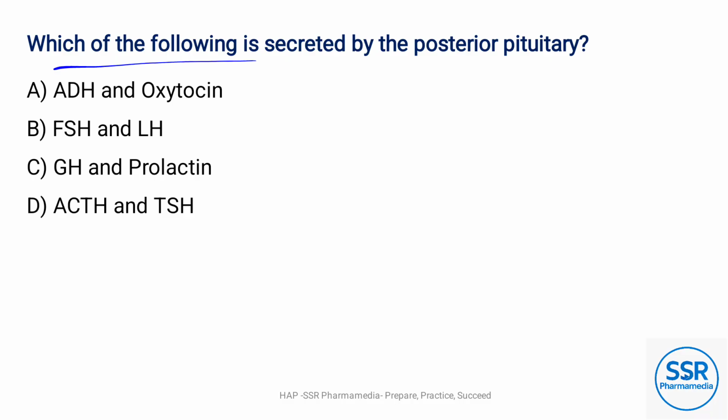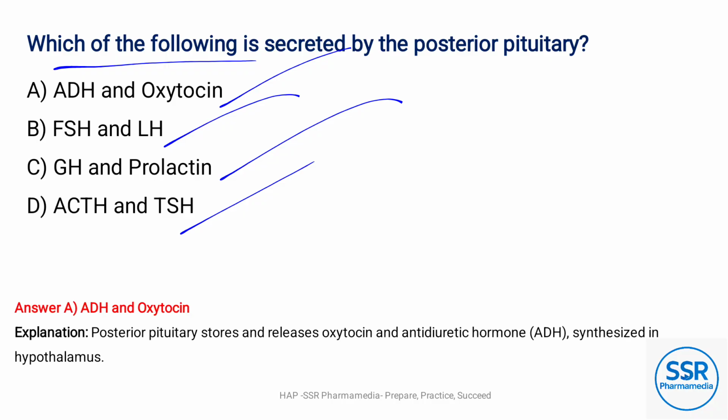Which of the following is secreted by the posterior pituitary? Option A, ADH and oxytocin. Option B, FSH and LH. Option C, GH and prolactin. Option D, ACTH and TSH. So the answer is option A, ADH and oxytocin. The posterior pituitary stores and releases oxytocin and antidiuretic hormone, which are synthesized in the hypothalamus.